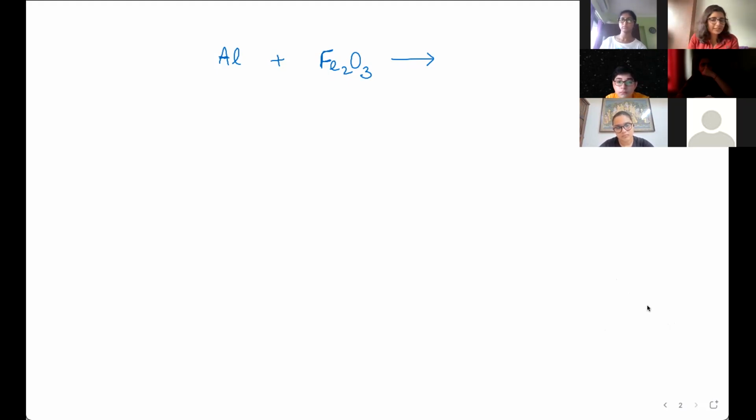Parvati, aluminium oxide, that is not correct. The formula in the skeletal equation should be right. Only the balancing will not be there. Also, look at the formula of iron once. Iron is a metal. It's not a non-metal. It's not a gas.